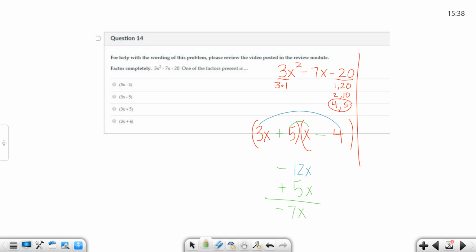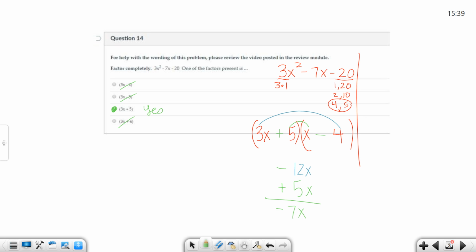So once you get it to factor in that way, you have to look over there to see which factor is present. Is 3x minus 4 in my list? No. Is 3x minus 5 in my list? No. Is 3x plus 5 in my list? Yes. Is 3x plus 4 in my list? No. So your only answer is 3x plus 5, and that's how it would work.